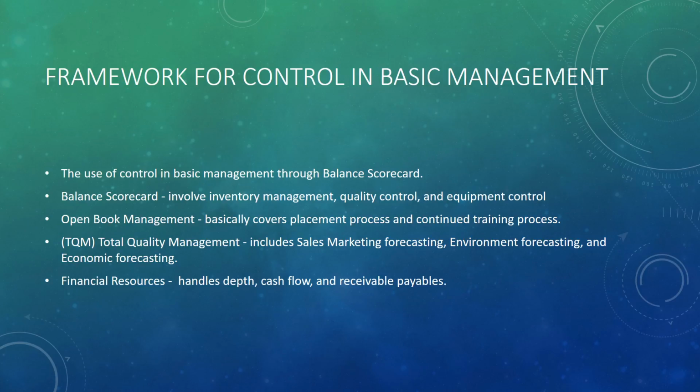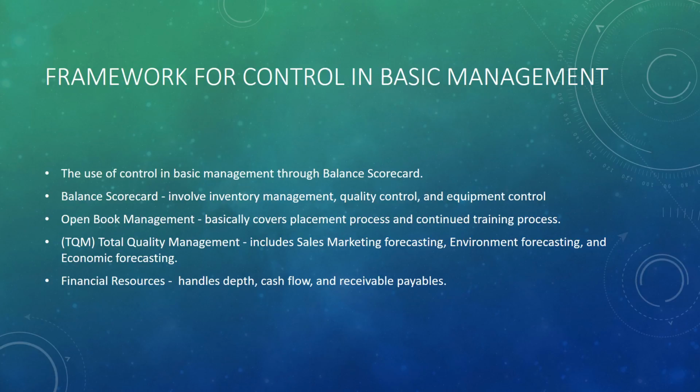Under this, the use of control is basic management through balanced scorecard. Balanced scorecard involves inventory management, quality control, and equipment control. Open book management involves covering the placement process and continued training process, and is also used to let employees look at and track the basic growth of their company while they're working there.